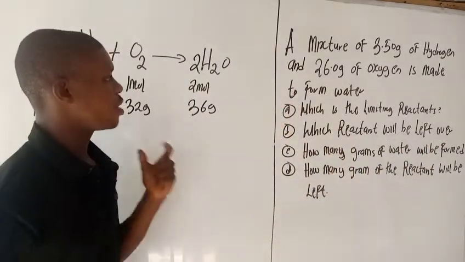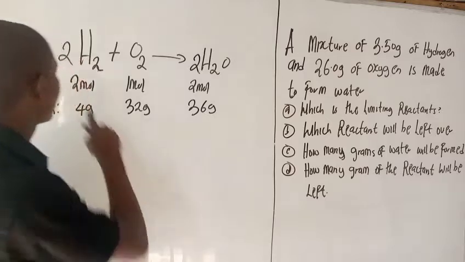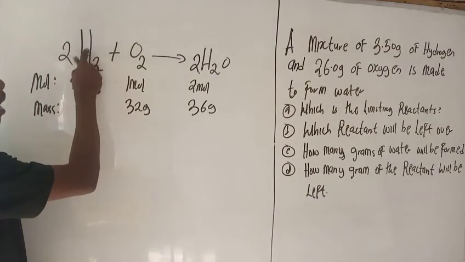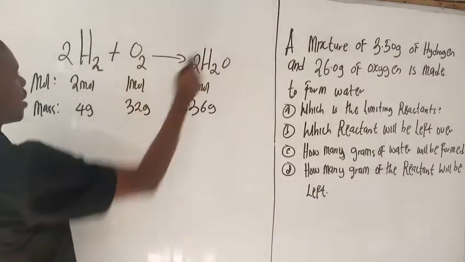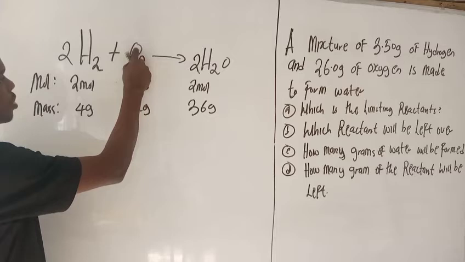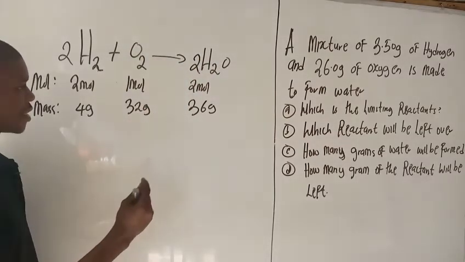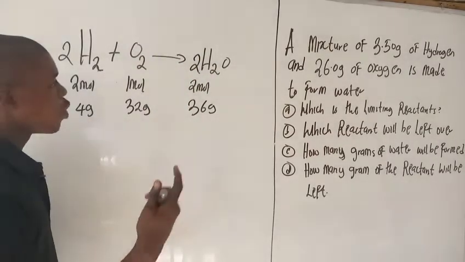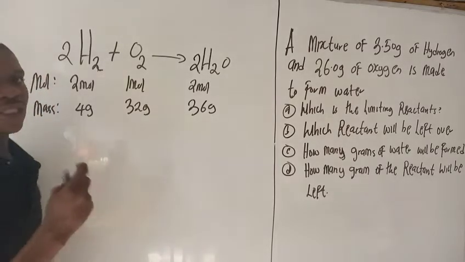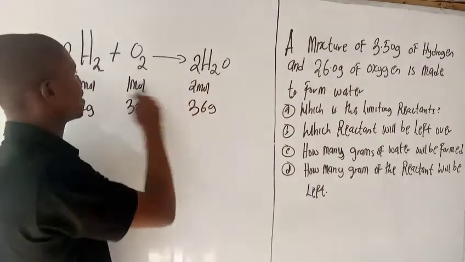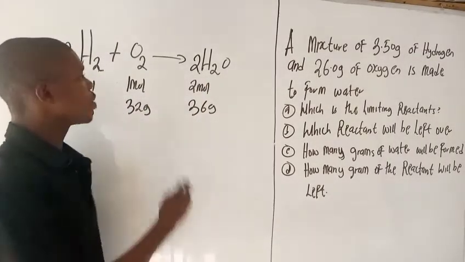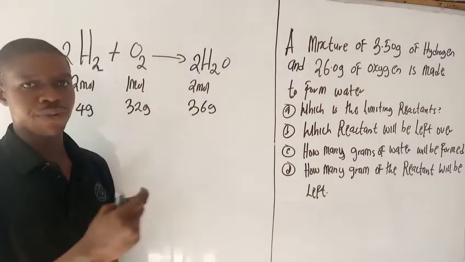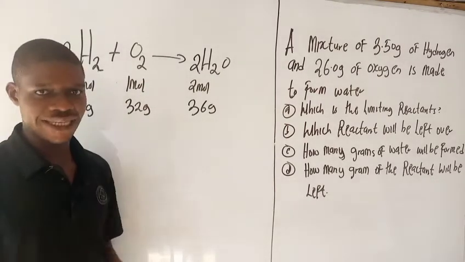You want to use the mass. The given mass of hydrogen you want to use to calculate the mass of water you get, and the given mass of oxygen also you want to use to calculate the mass of water you get. Now when you do the two calculations, the one that gives you the lowest amount of water is the limiting reactant, while the one that produces the highest amount of product is the reactant in excess.